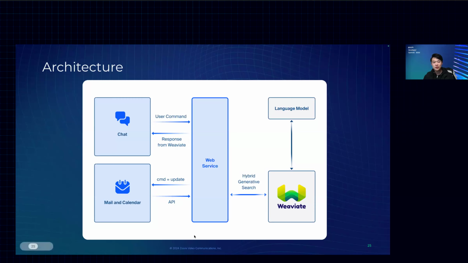And so what this is doing when we receive that message from Zoom Teams chat is we send that message over to the web service. The web service processes the message and sends it to Weaviate. Weaviate will then evaluate the vector representation of that query and find all vectors that are semantically similar and close to that query vector in vector space.